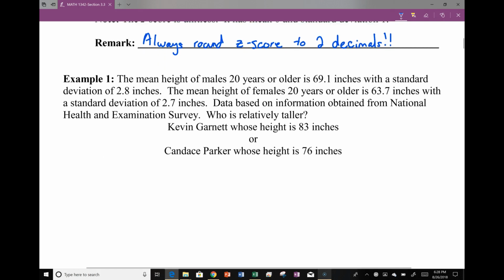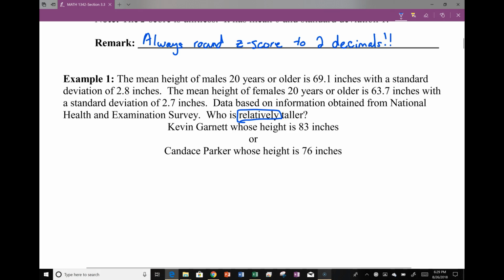Let's look at an example. The mean height of males 20 years or older is 69.1 inches with a standard deviation of 2.8 inches. The mean height of females 20 years or older is 63.7 inches with a standard deviation of 2.7 inches. Data based on information obtained from the National Health and Examination Survey. So we know this from this particular survey. Who is relatively taller? Because we're asking for relativity, that means compared to the mean height.